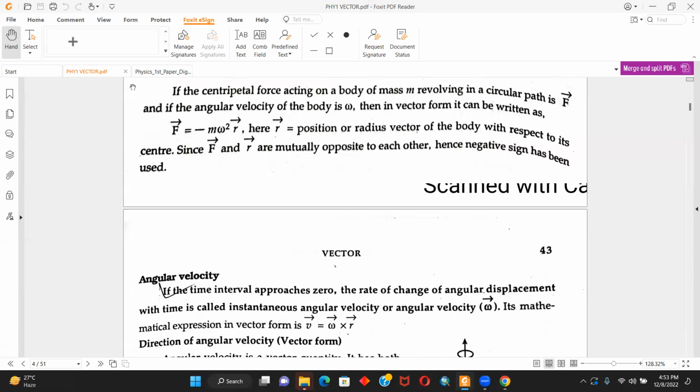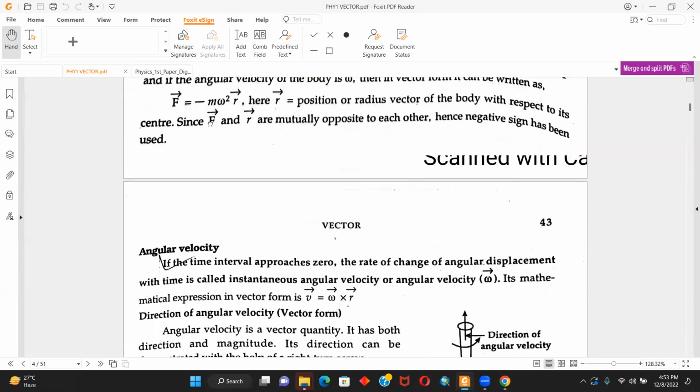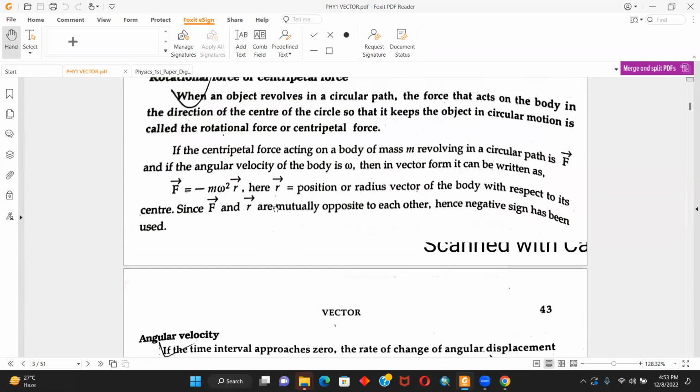Anyway, so where was I? So this is centripetal force. All right.